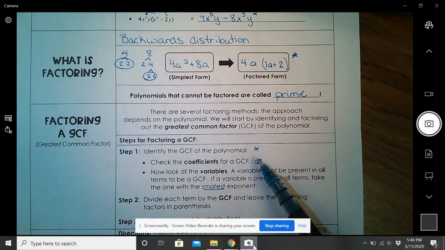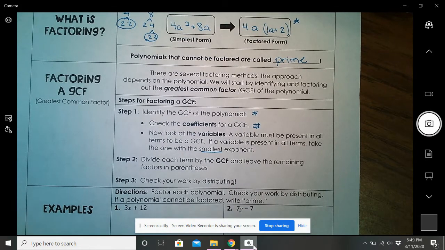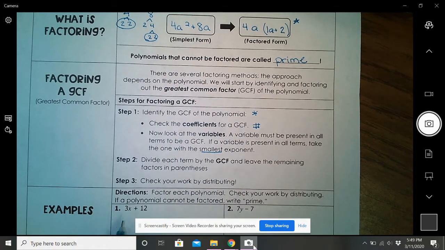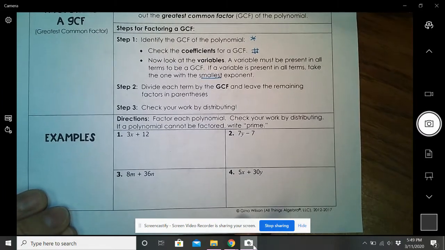Once we figure out what the GCF is, we're going to divide each term by that value. And then we're going to write our remaining answers in parentheses. We can always check our work by distributing, because remember, we are just doing the backwards of distributing. So I know that's a lot of kind of confusing steps. Let's see it in play. Check out number 1. I'll leave the steps right here on the screen for us.